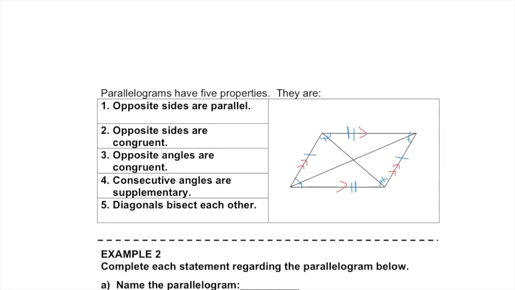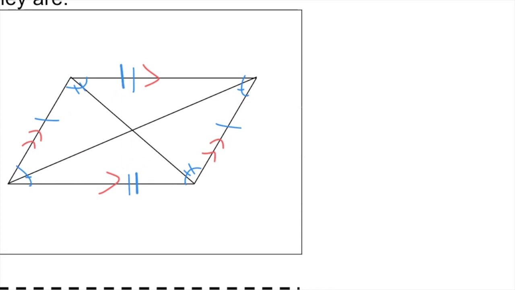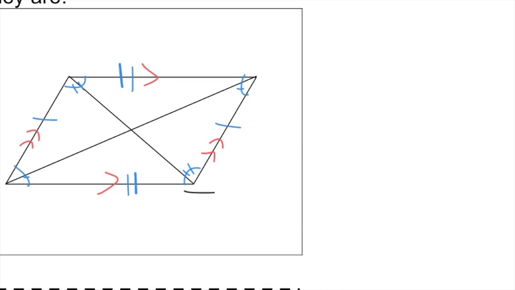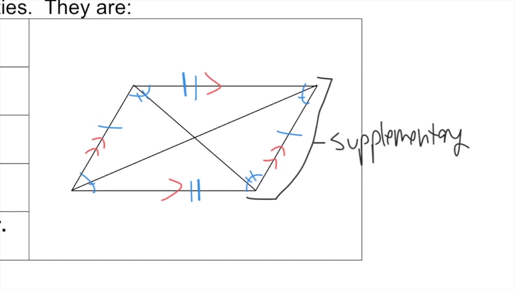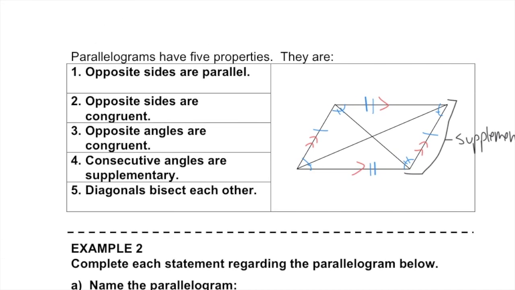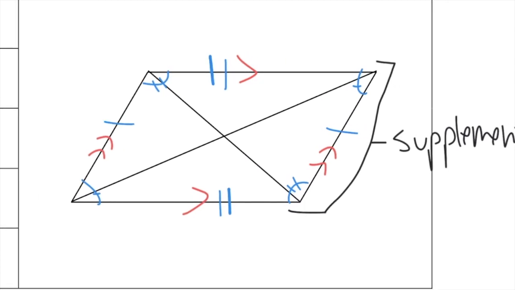Let's see, our next one is that consecutive angles are supplementary. So I'm just going to kind of draw a little thing here. I'm going to say if I took these two angles, they're supplementary, which means, and you don't have to draw this, these two would be supplementary, these two and those two would be supplementary. I'm going to get rid of those because that's a lot of messy stuff. And then the last one is that diagonals bisect each other. And if you remember, bisecting means they cut each other in half, which would mean this piece right here is congruent to this piece, and this piece right here is congruent to that piece. Now, that's a lot of stuff, and you absolutely have to know it. That's how we're going to answer the questions that are about to happen.